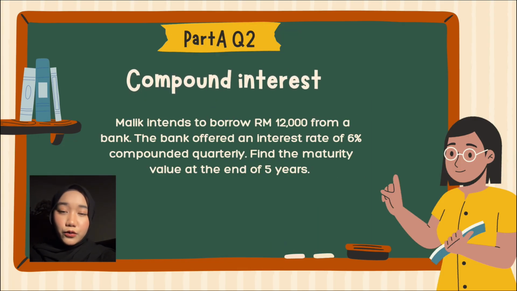Malay intends to borrow RM12,000 from a bank. The bank offered an interest rate of 6% compounded quarterly. Find the maturity value at the end of the 5 years.